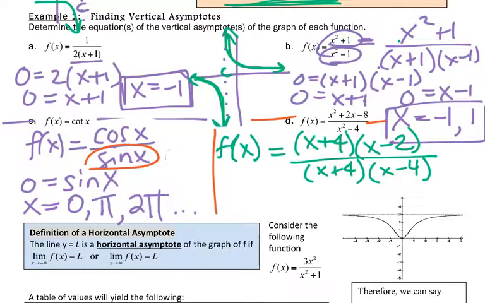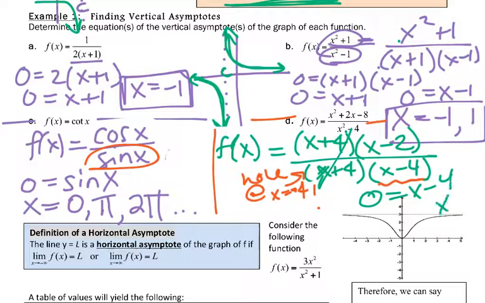Alright, so this denominator is 0 when x is negative 4. But that would also make the numerator 0. We don't want 0 over 0, so we cancel these out. It turns out a canceled factor creates a hole, and that's going to be at negative 4. But we still have this x minus 4. We want to know when is that equal to 0. So 0 equals x minus 4, x equals 4. That's your vertical asymptote for D.